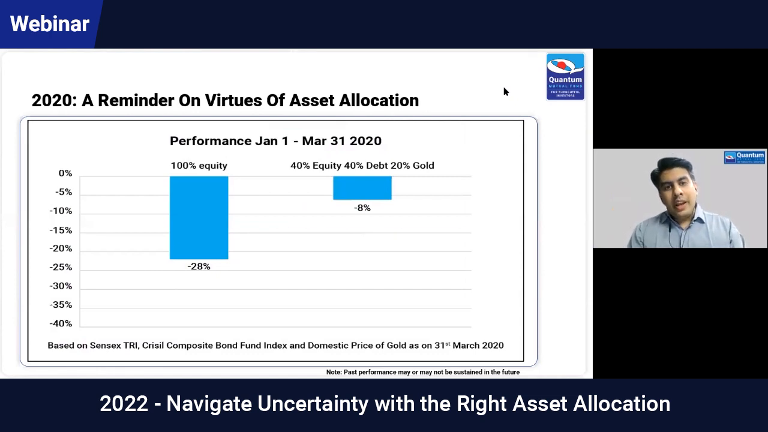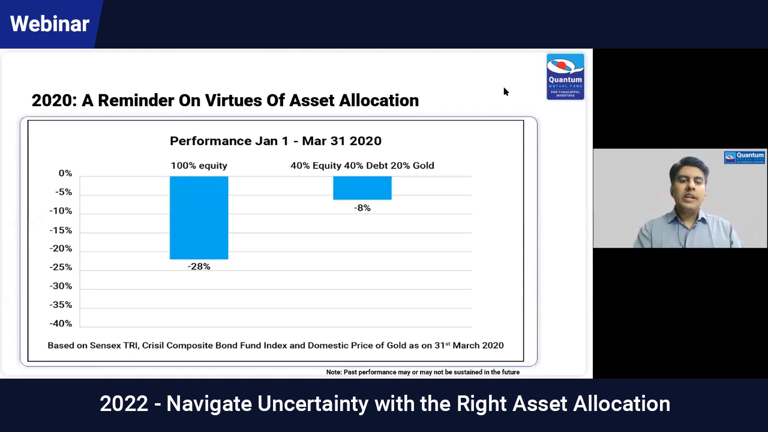2020 was a great reminder of why asset allocation is important. Time and again, crisis teaches us a lesson to have a broad asset allocation. Be it the 2008 financial crisis, when equities fell by more than 50%. In 2020, in just 1 month, equities fell by 30-40%. And if you look at the first quarter of 2020, equities had over minus 28%.